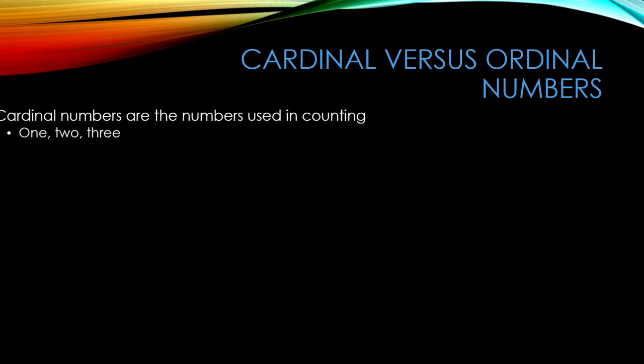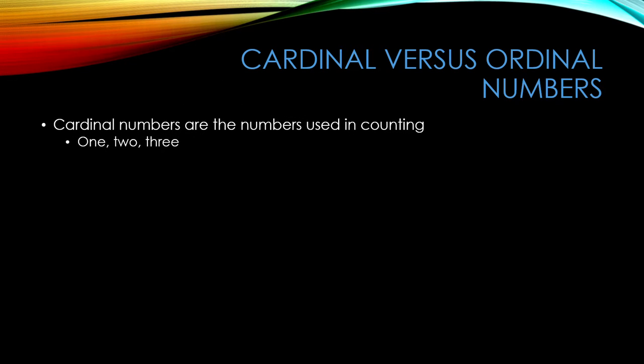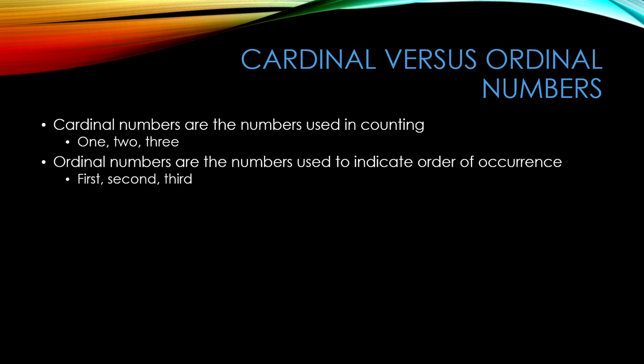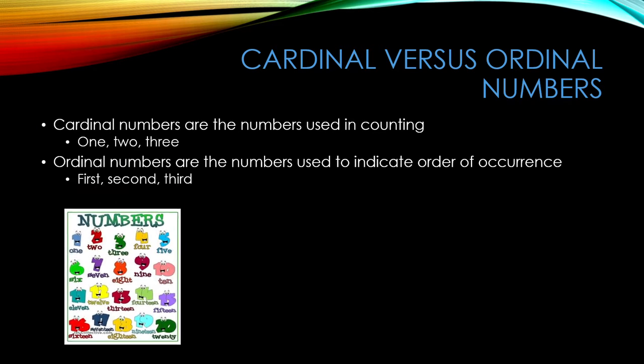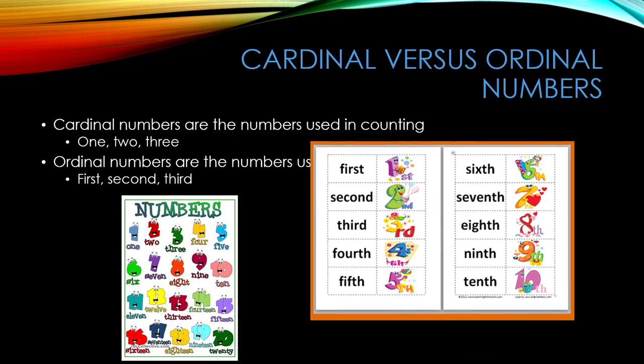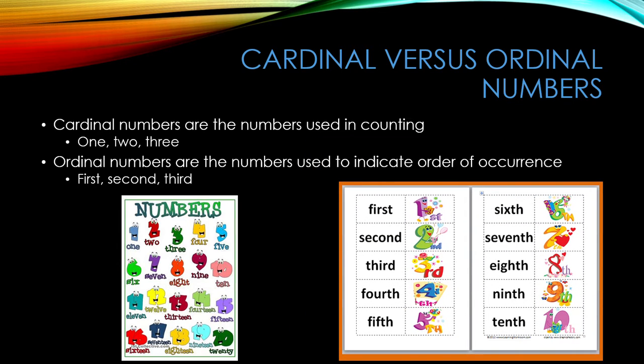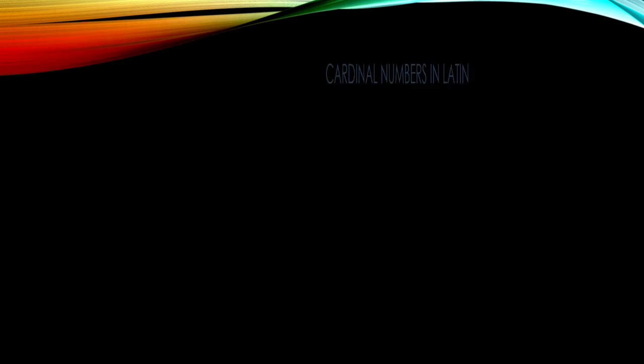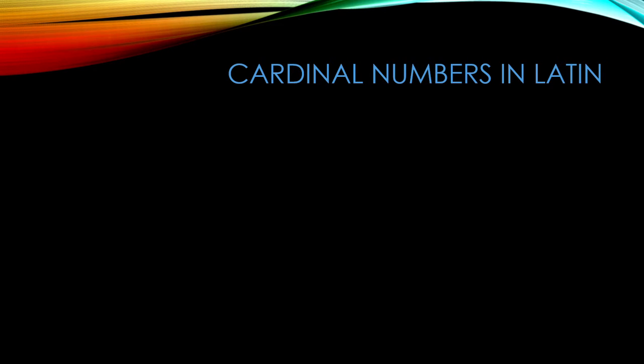This chapter introduces Latin cardinal and ordinal numbers. Cardinal numbers are the numbers used in counting, that is, 1, 2, 3, etc. Ordinal numbers are the ones that are used to indicate the order of occurrence, that is, first, second, third, etc. The cardinal numbers in Latin are relatively easy. Most of them through 100 are indeclinable.